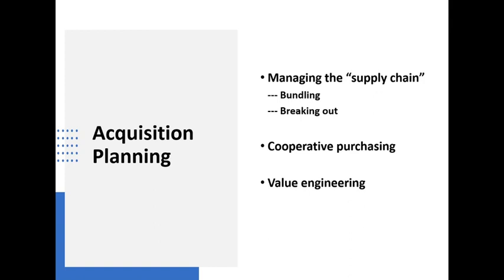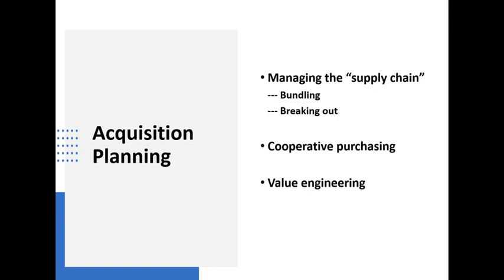Breaking out, on the other hand, is engaging in smaller purchase transactions that may involve a lot more work, but also have, in some cases, benefits related to other parts of the regulations. For example, breaking purchases out into smaller pieces means that it's a lot easier to solicit and award contracts with small businesses, minority-owned businesses, women-owned businesses. Okay? They may not be big enough to handle a bundled contract, but they certainly might be able to handle one that's broken out into smaller pieces.